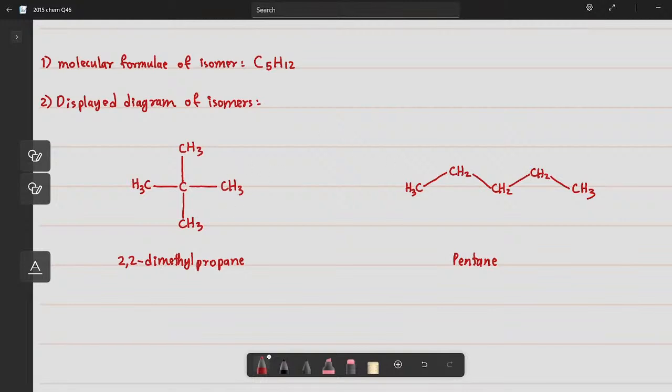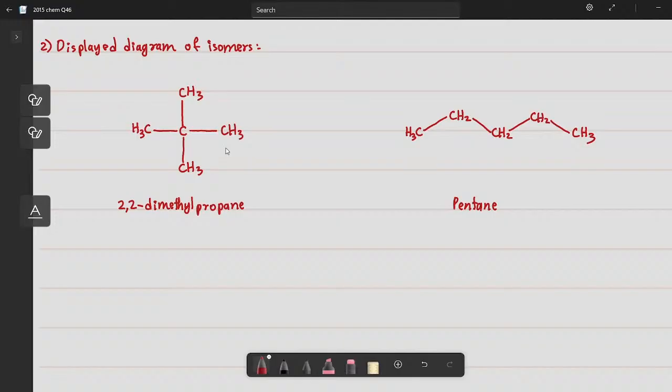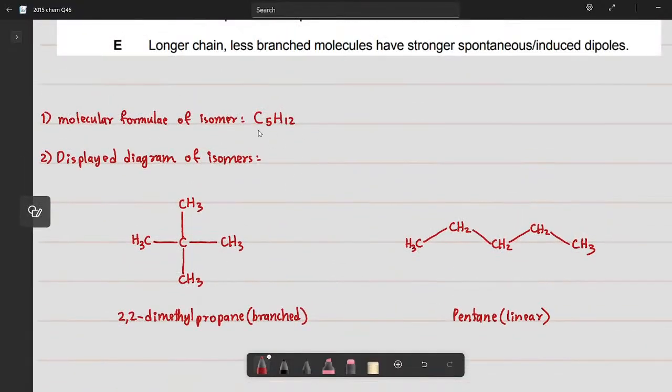Now what we can conclude by observing these structures is that 2,2-dimethylpropane is a more branched alkane and pentane is a more linear structure. We know both are alkanes and hydrocarbons, but with different structural arrangements. So the first one is the more branched structure and the second one is the more linear structure. Both have the same molecular formula, C5H12.